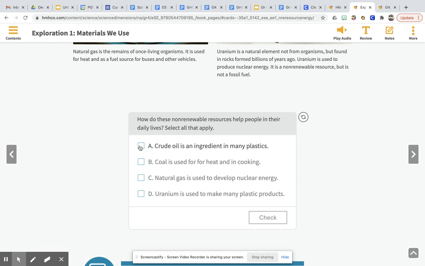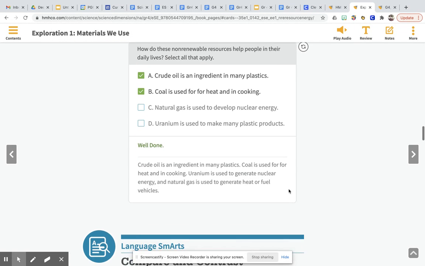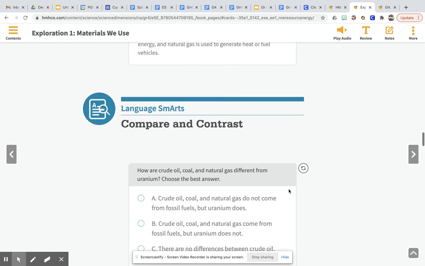All right, guys. So the correct answer to this problem is A, crude oil is an ingredient in many plastics, and B, coal is used for heat and in cooking. All right.